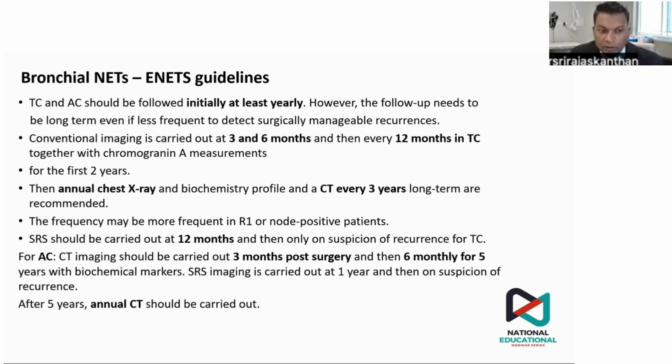For the atypical carcinoids, which are slightly higher grade tumours and therefore have a higher risk of recurrence, the initial scan should be 3 months post-surgery, and then they suggest a 6 monthly interval for 5 years. Again, as before, the somatostatin receptor imaging should be performed at year 1. After 5 years, they suggest an annual CT should be carried out, and again, this is felt to be indefinite.